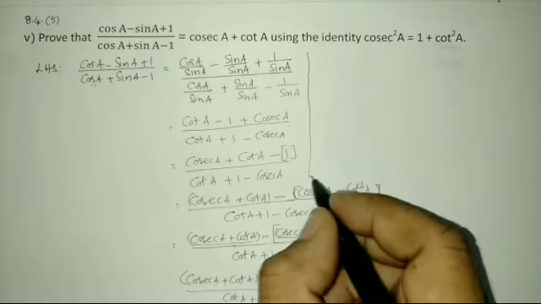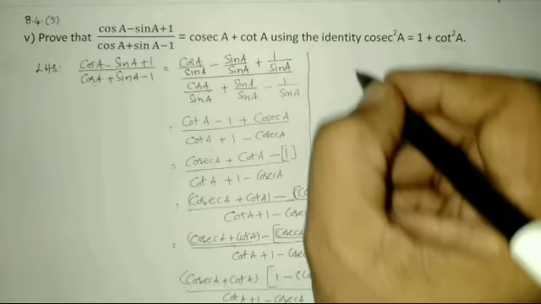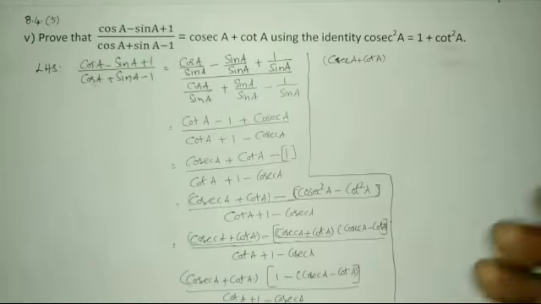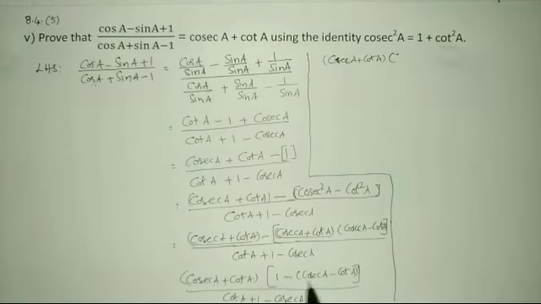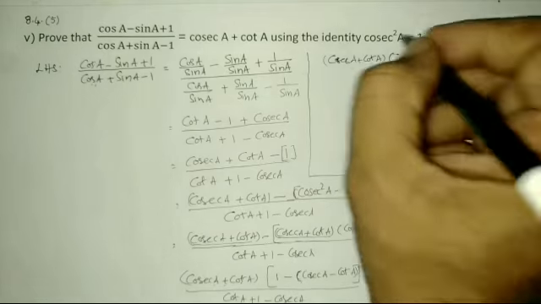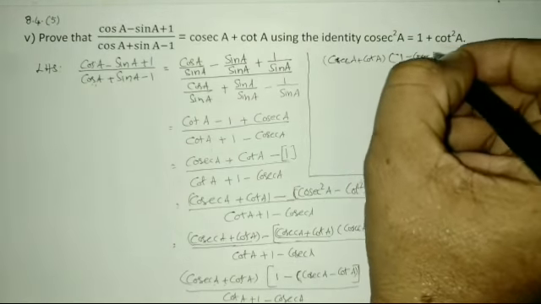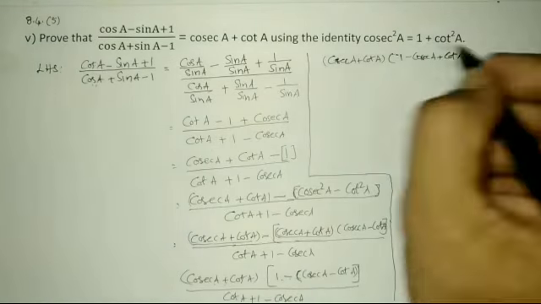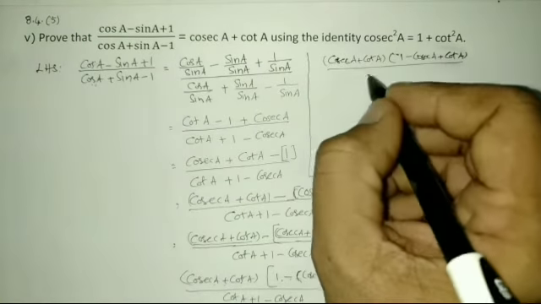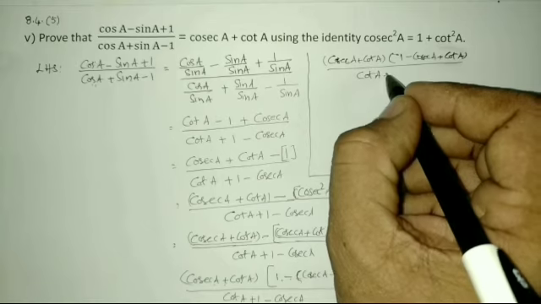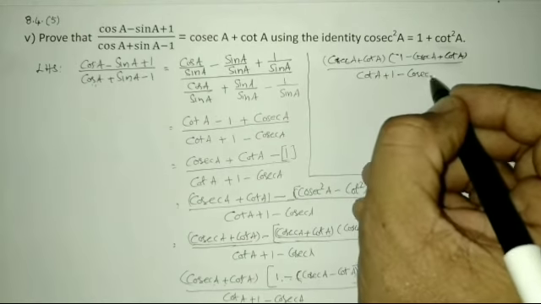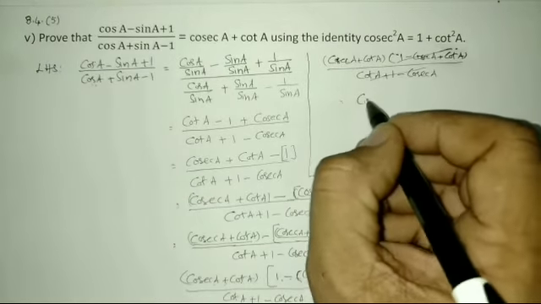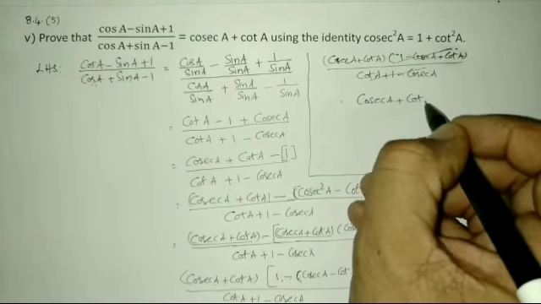Now cosecant A plus cot A into 1 minus of cosecant A minus cot A, 1 minus cosecant A plus cot A, divided by cot A plus 1 minus cosecant A. So these two are equal, so you can cancel those two. We get cosecant A plus cot A.